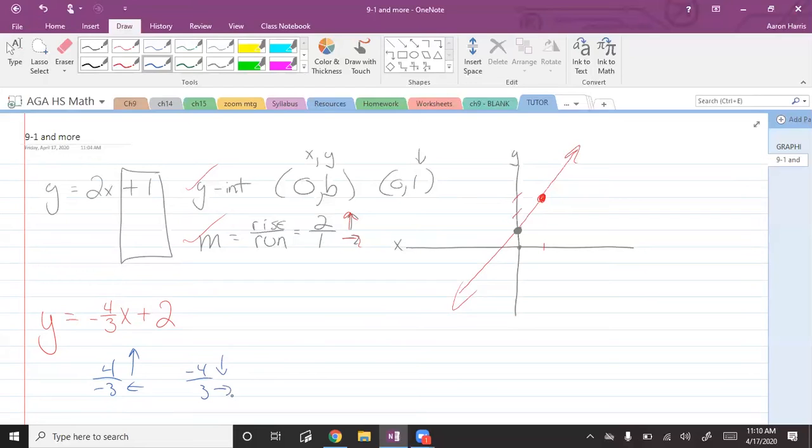Okay? But since it's in the middle, usually you would put it on the top. Does that make sense? So I just use it as -4 over 3. Yes. All right.